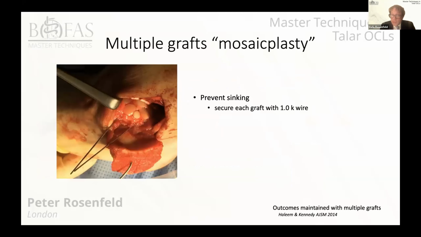If you're putting multiple grafts in, they will sink. So when you drill one out and put another one in, you'll start to make the previous one sink below the height you want. So you'll need to pin them in place with little K-wires. So if you're doing nested or mosaic plasties, when you've done one, then you need to pin it with a little K-wire so it doesn't sink when you prepare the site for the other ones.